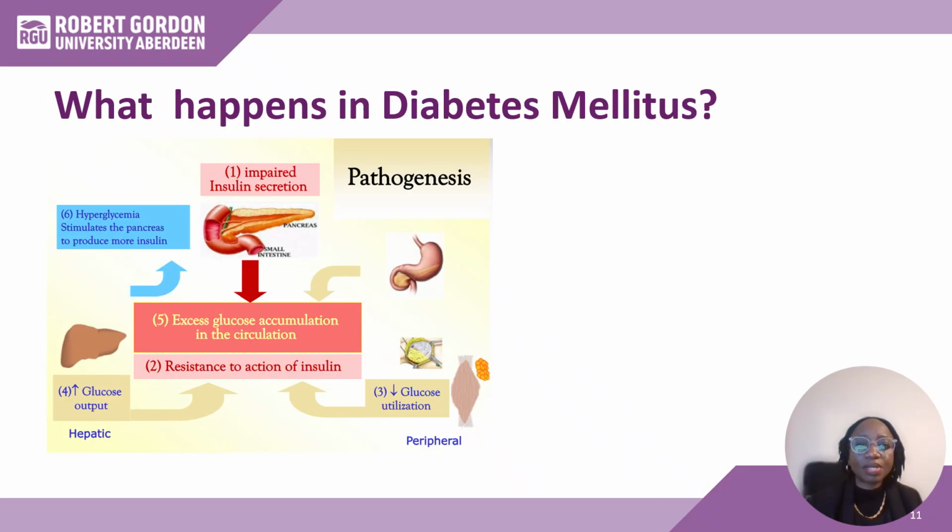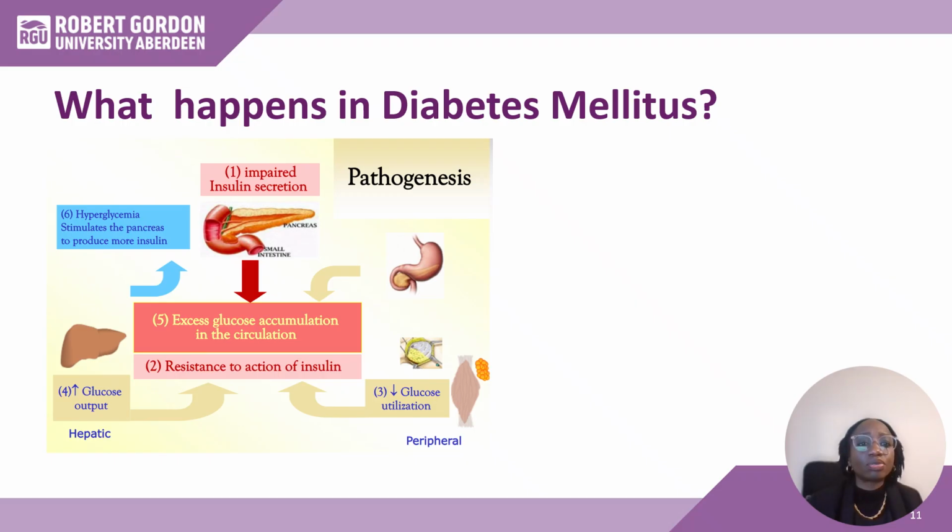Okay, so what happens in diabetes? Just as described in the video there, you start with an impaired insulin secretion, and this results in resistance to the action of insulin, or just an impaired secretion of it. Then you have reduced glucose utilization peripherally. You have increased glucose output in the liver because there isn't the conversion of glucose to glycogen.